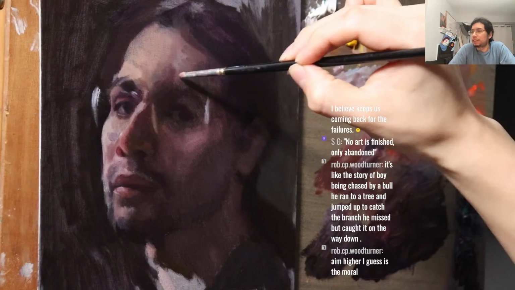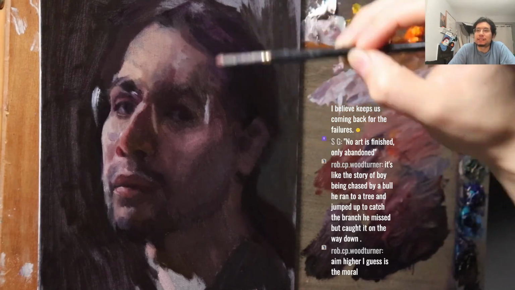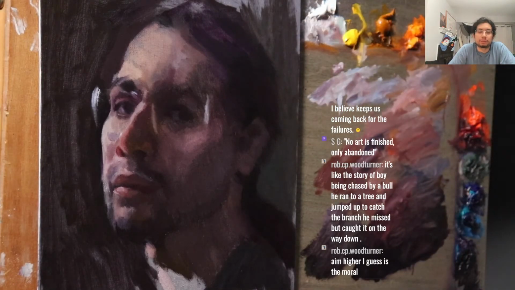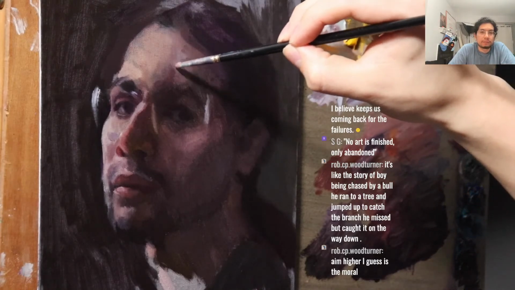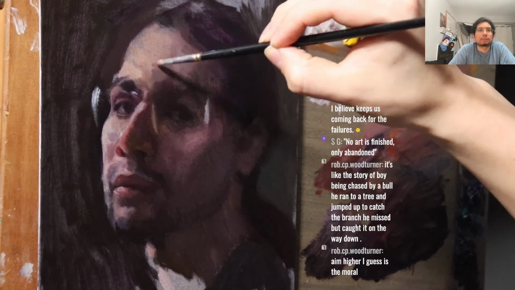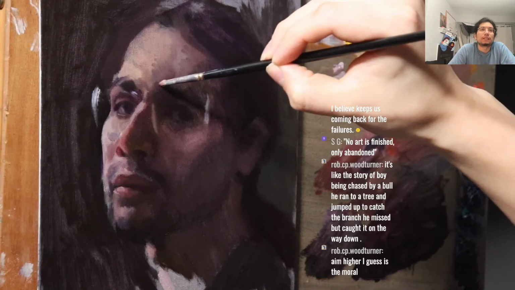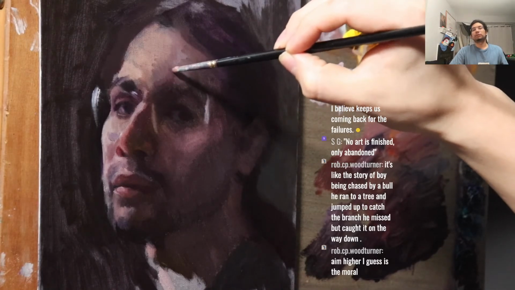I always kind of relate painting to kind of like a relationship. So not the relationship advice person, but painting goes through a honeymoon phase.